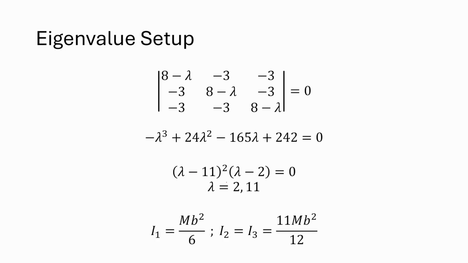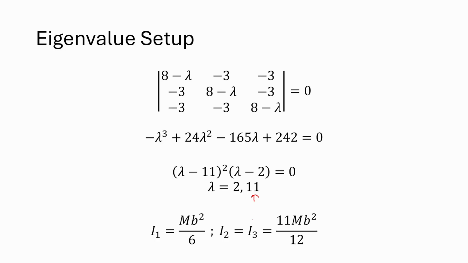And in this case, we get the lambda equals 11 value twice. Then we also get the lambda equals 2 value once. So lambda equals 11, that is a twofold degenerate eigenvalue. Fancy vocabulary, but it means that eigenvalue occurs twice. There are two different directions that both have that particular moment of inertia around that axis of rotation.